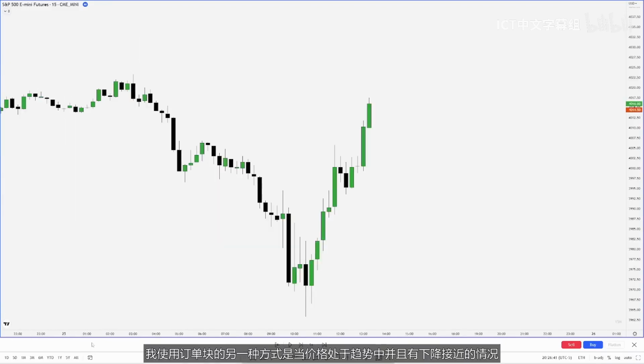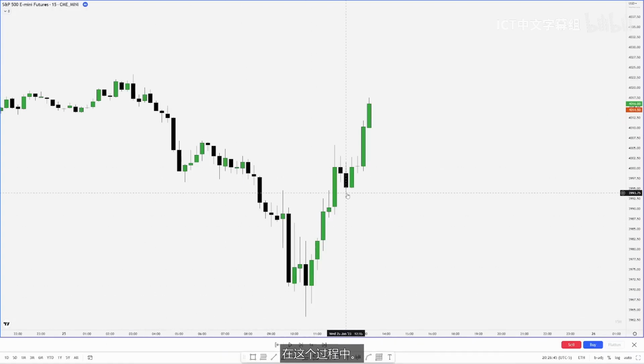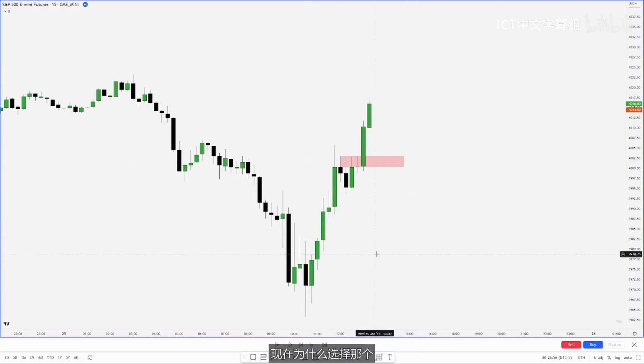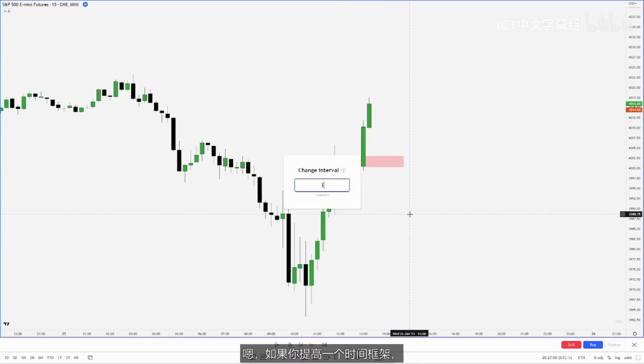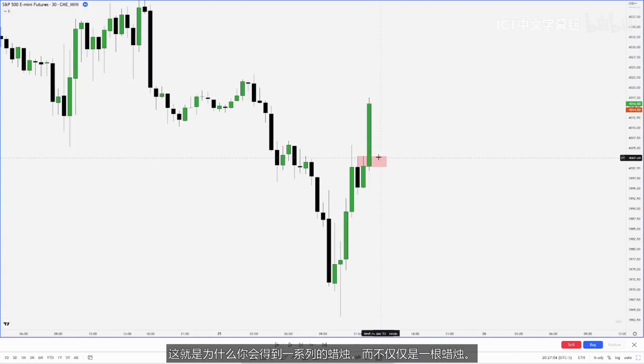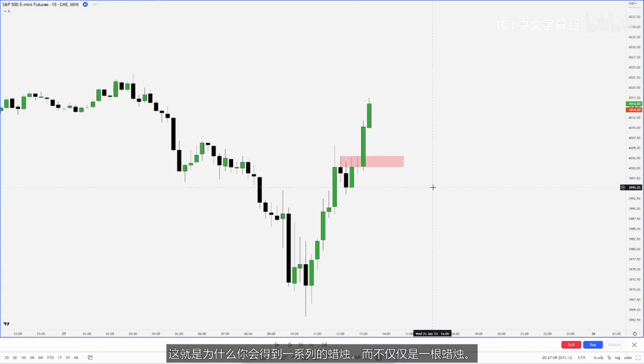Another way I will use order blocks is when price is trending and there are down close candles in that move. So for example here, we have these two down close candles. Here I would look for price to be supported in here. Now why choose that or that candle versus this one? Well, if you move up a time frame, that becomes a single candle. That is why you get these series of candles and not just a single candle.